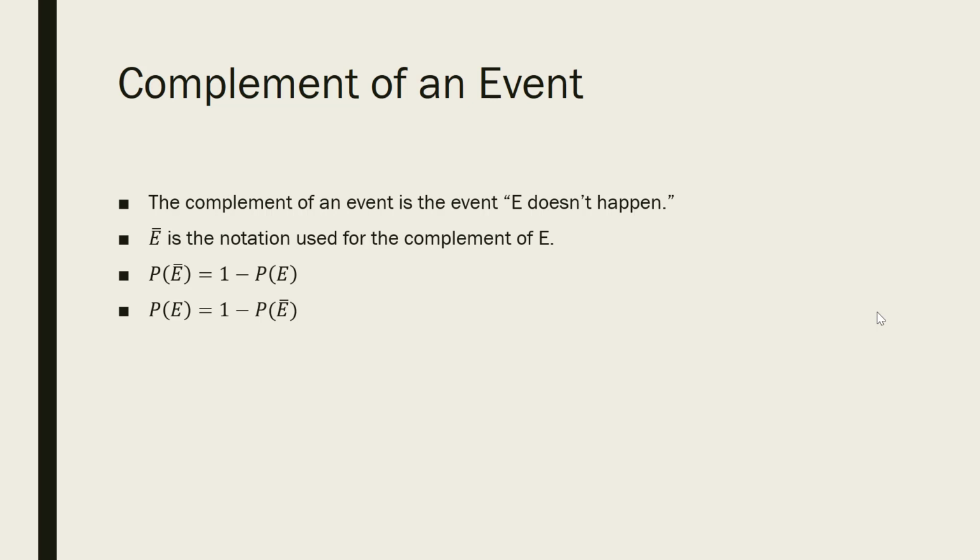You'll get used to this notation. It is a little different at first, but just remember that the complementary probability plus the regular probability should add up to 1. It should be 100%. So if you find the percent that an event is likely to happen plus the probability that it's likely to not happen, that should add up to 100%.